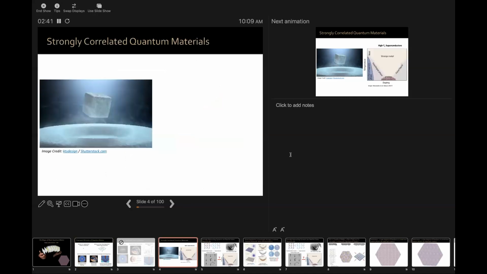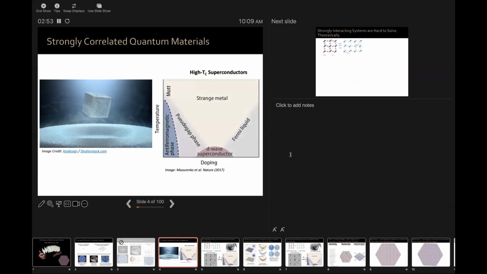So now, when we come to strongly interacting electrons and strongly correlated quantum materials, these are many classes of materials where interactions between electrons are very strong and they have exotic behavior. Probably the most studied family are the high temperature copper-oxide superconductors, where in a phase diagram of temperature versus doping, we have a variety of phases, few of which we have a good understanding of, even after 40 or so years of research.